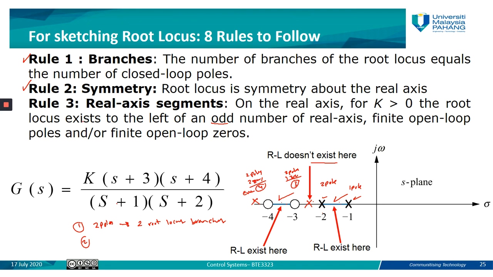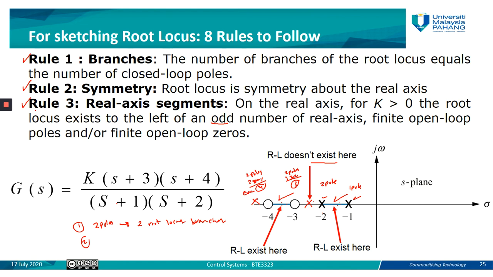And based on rule number 1, we must have 2 branches for the root locus only. So this is the first branch and this is the second branch. So this represents the root locus for this function according to the 3 rules only. Until now we have applied 3 rules. We have more rules, and we are going to go through them one by one.